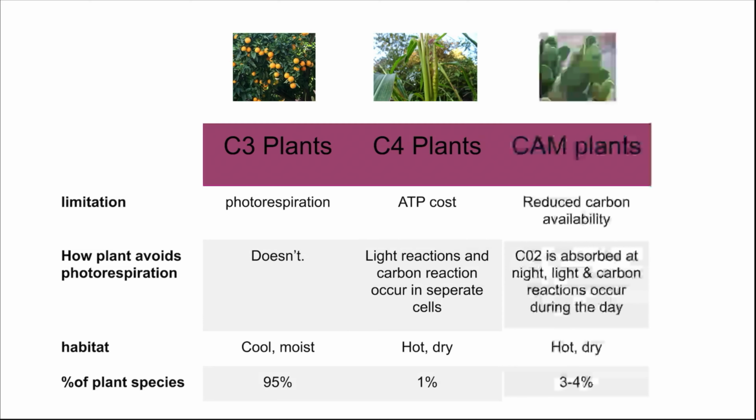In CAM plants, CO2 is absorbed at night, and light and carbon reactions occur during the day. This limits the amount of carbon available to the plant overall. These plants grow very slowly, and often occur in very hot and very dry climates. About 3 to 4% of plant species are CAM plants, including this example, an Opuntia cactus.